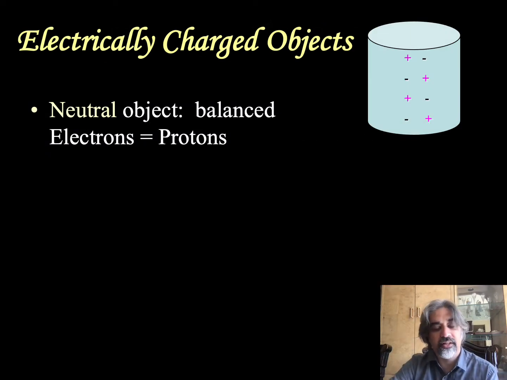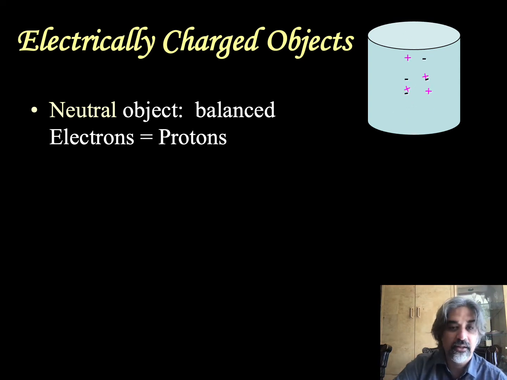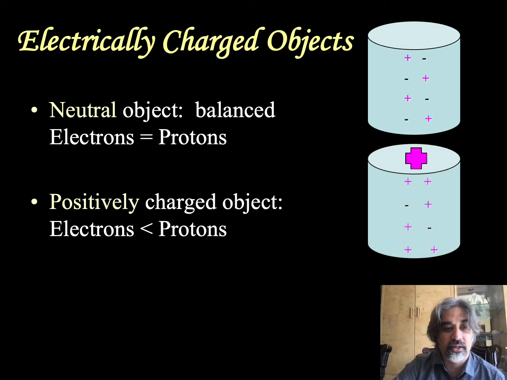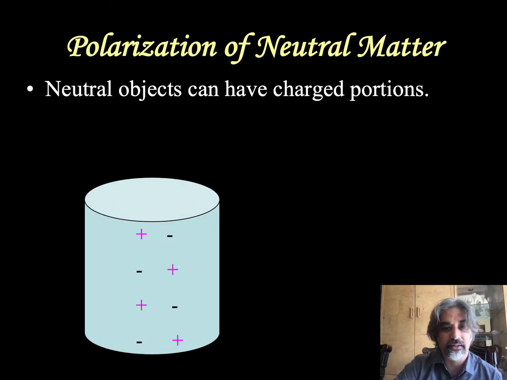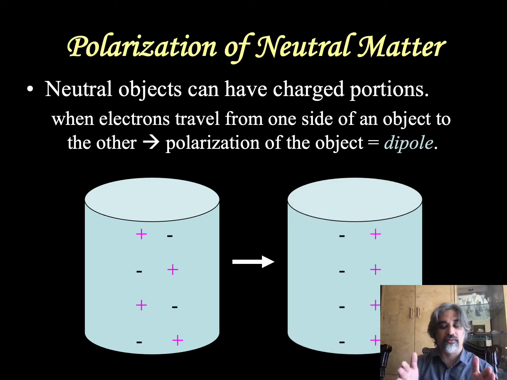So since all matter is made up of these atoms which have electrons and protons, if an object or a volume has an equal number of electrons and protons, it's said to be a neutral object. If there are more protons than electrons, it's said to be a positively charged object. And if there are more electrons than protons, it's said to be a negatively charged object. Now you can have a neutral object and separate the positives and the negatives so that they're on different parts of the volume. When that happens, we call it a dipole, meaning that it's polarized. It has positives on one side, negatives on the other.